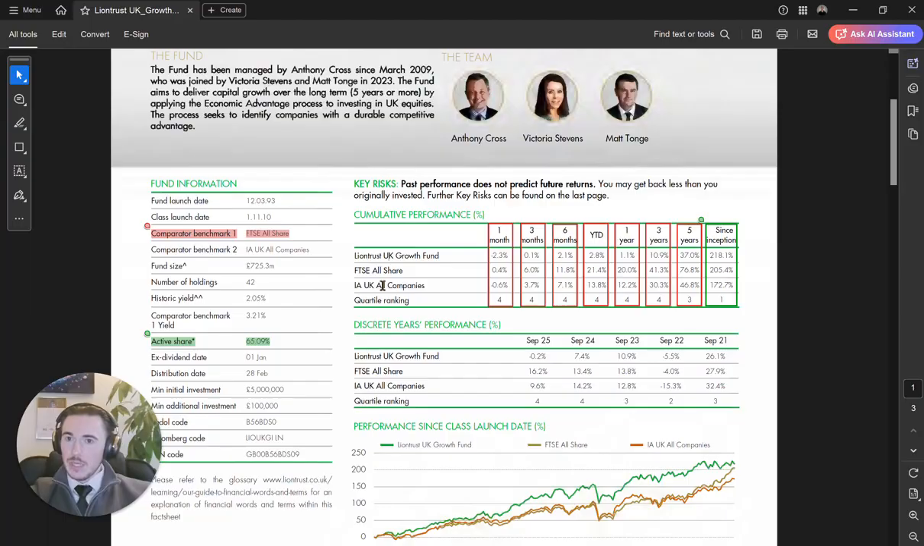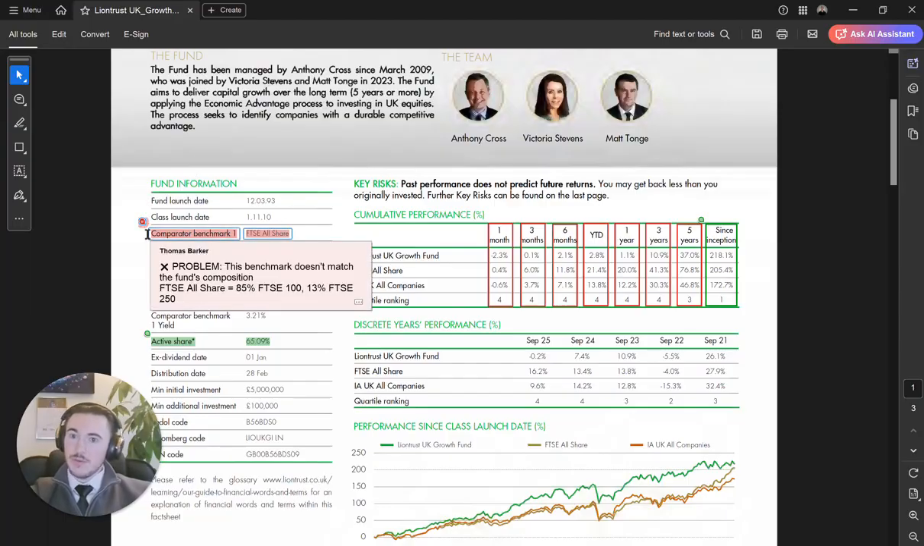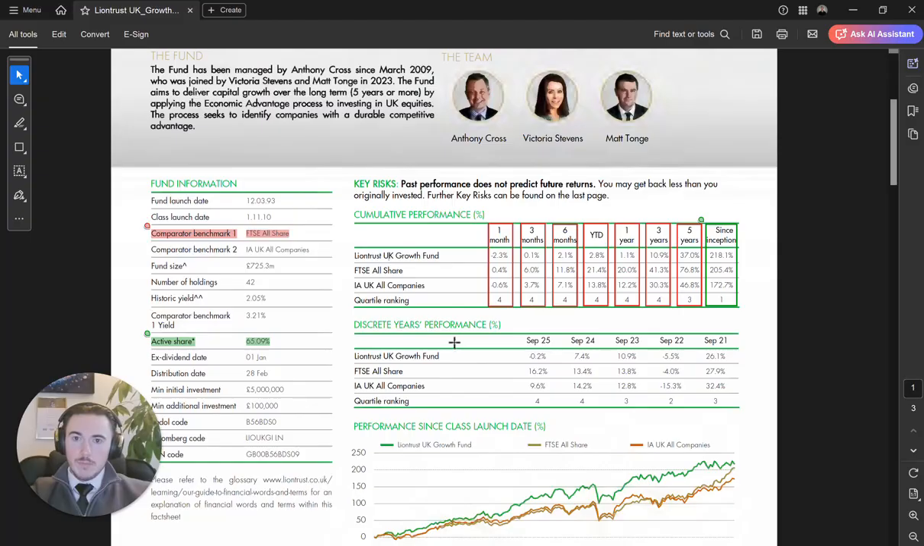Now let's talk on the actual benchmark choice. As you can see, I've highlighted this red. They're using the comparative benchmark one as the FTSE All Share. Now the problem I see with that is the benchmark doesn't match the fund's composition, as we'll see when I go to page 2, as the FTSE All Share has 85% in FTSE 100 and 13% in FTSE 250.